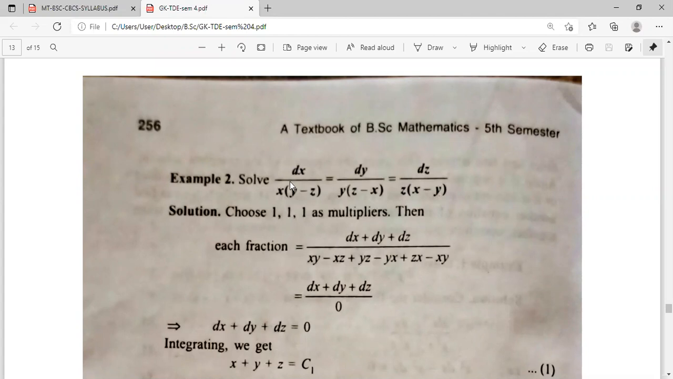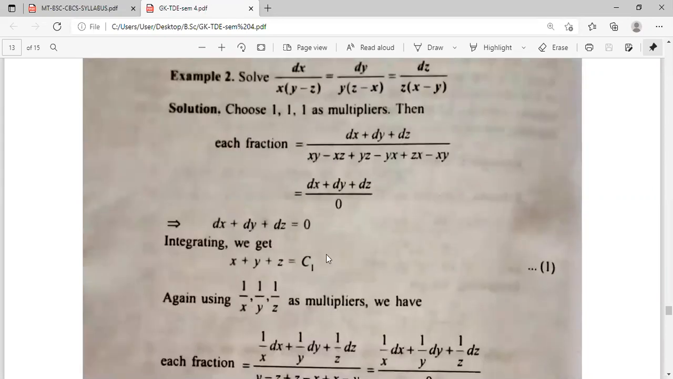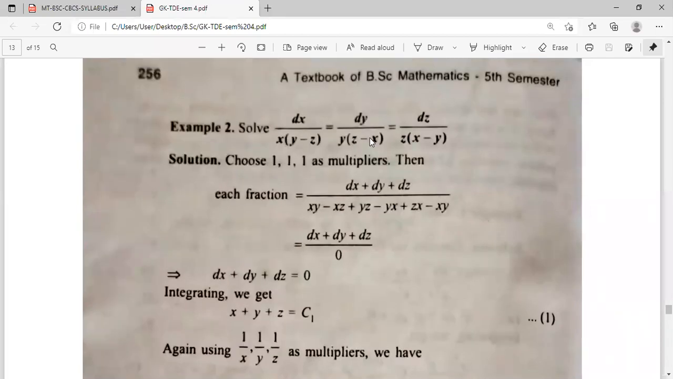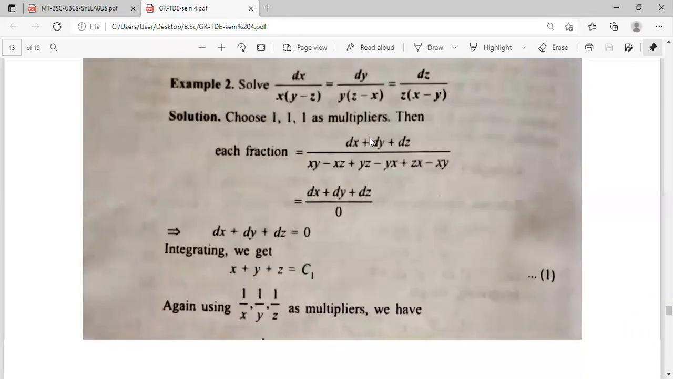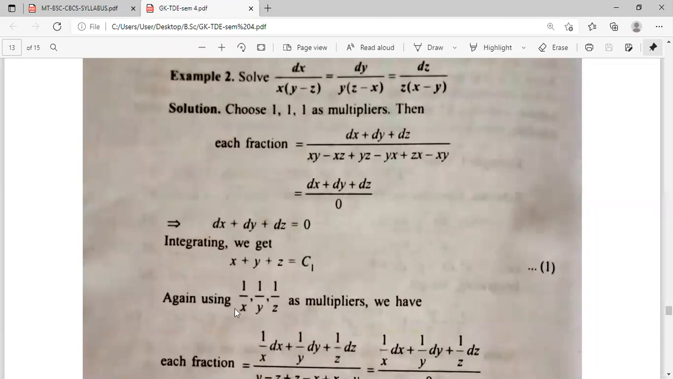And as I told you, the method of multipliers means you have to multiply the denominator by the multipliers. If you expand, you get this. The denominator will become 0. On cross multiplication, you will get dx plus dy plus dz equal to 0. On integration, you will get x plus y plus z equal to c1. That means you have to take 1 1 1 as multipliers, which you identify by trial and error. Now again, you have to find another solution. You take 1 by x, 1 by y, 1 by z as multipliers.